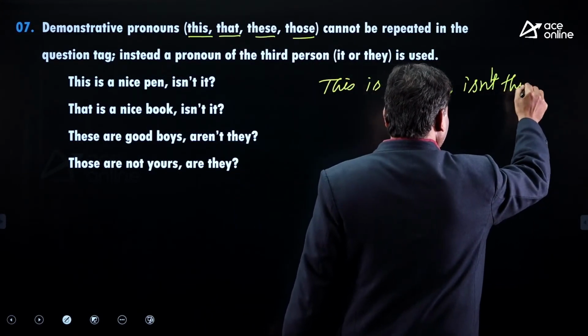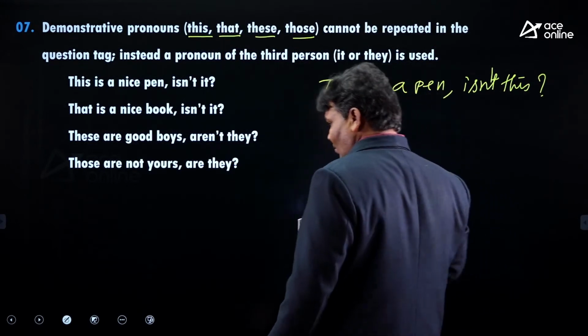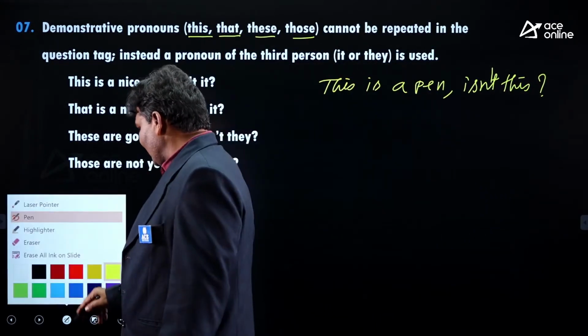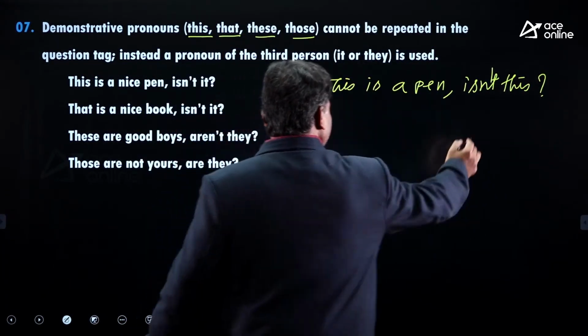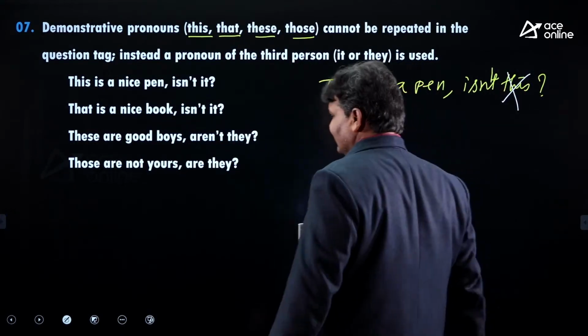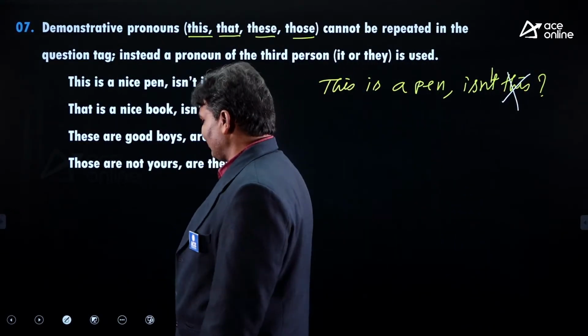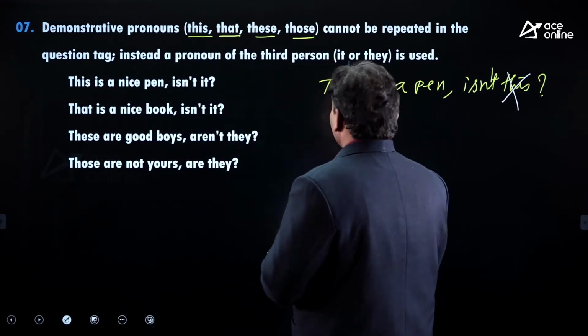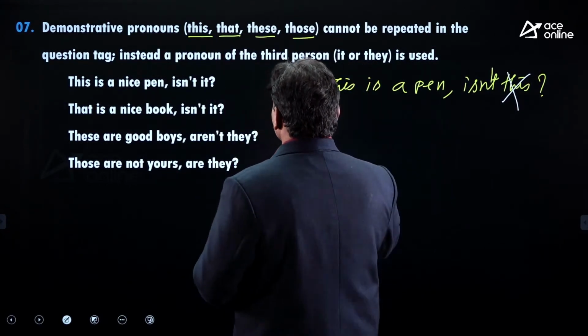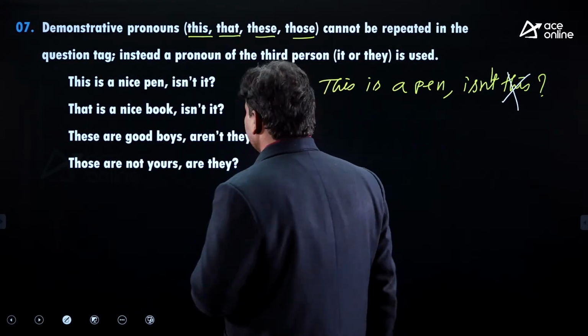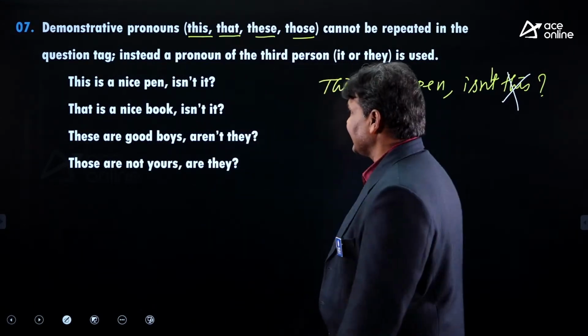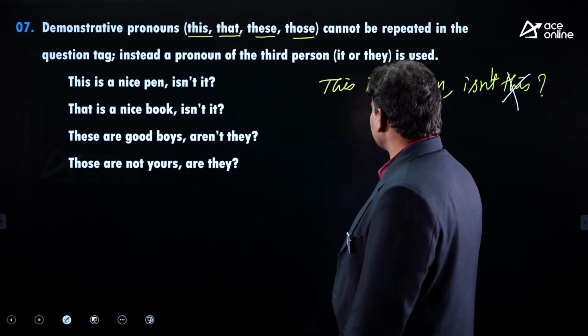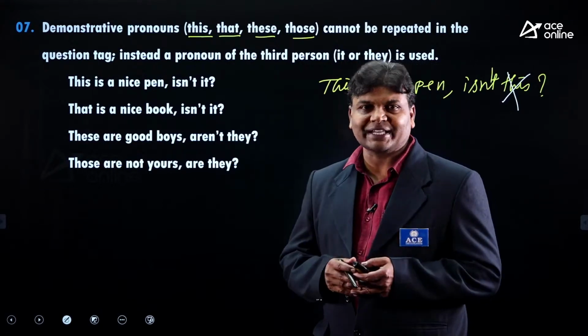Isn't this? But what did I teach you there? Only pronoun I said now. Only pronoun. Then how can you use this demonstrative here now? So therefore let us be very careful about these ones. Yes. So instead of a pronoun of the demonstrative pronouns, this, that, these, those cannot be repeated in the question tag. Instead, a pronoun of the third person, it or they, has to be activated.